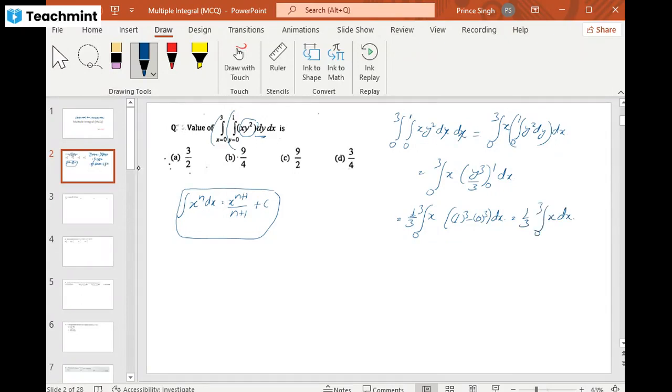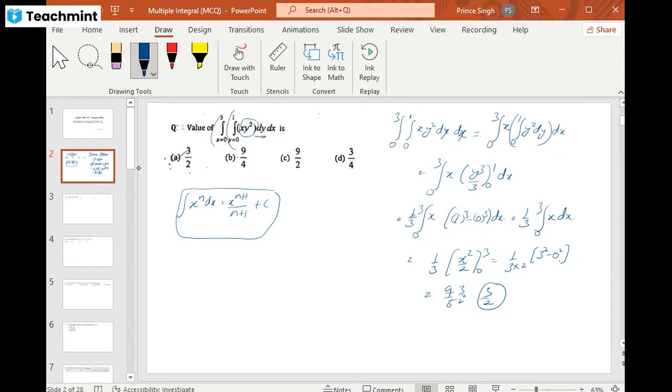Again, by using the power rule, the integral of x is x squared by 2 with the limit 0 to 3. So this is 1 by 3 into 2, and on substituting the upper limit, 3 square minus 0 square. So this is 9 by 6, and 9 by 6 means this is 3 by 2. So what is the value of this integral? The value of this integral comes out to be 3 by 2. Okay, this is the process of evaluating the integral.